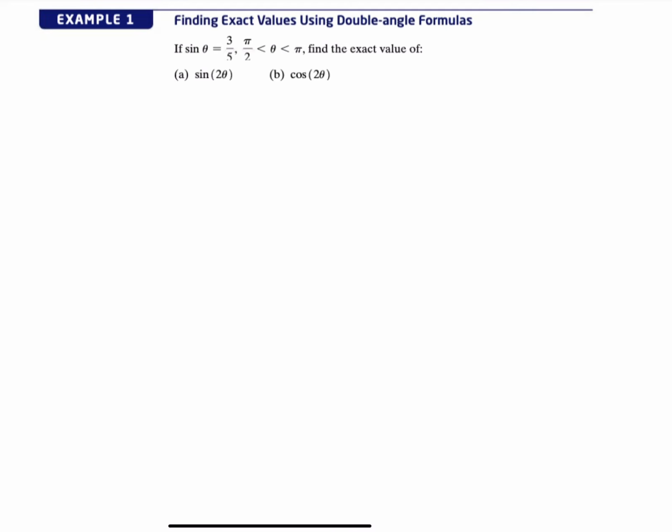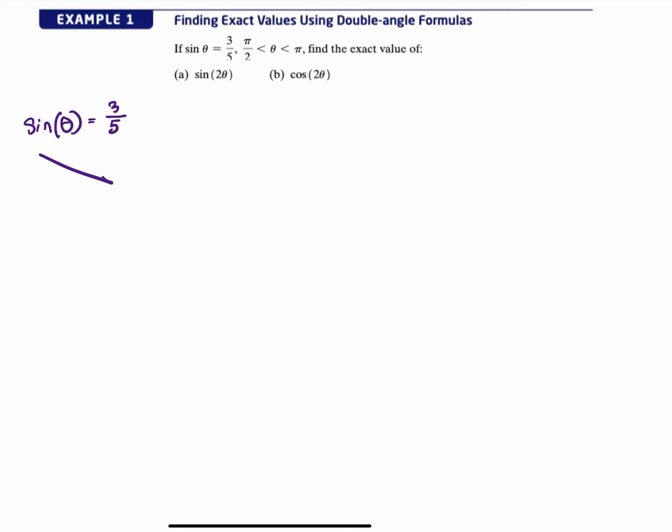So this says if sine of theta is 3 over 5, and theta is between pi over 2 and pi, so in the second quadrant, find sine of 2 theta and cosine of 2 theta. What's worth finding out first, they give us the sine of theta. Let's find out what the cosine is based off of this description.